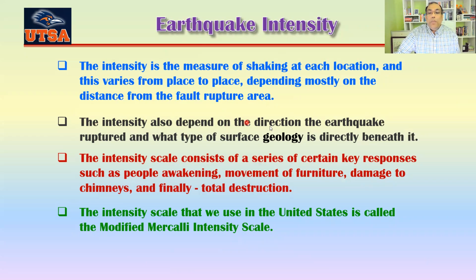Now, the intensity also depends on the direction of the earthquake rupture and what type of surface geology we are talking about, okay? So if you have rock, then this propagates very easily. If you have soft soil, then this will be damped very fast, okay? So it depends on what kind of soil is there. The intensity scale consists of a series of certain key responses such as people awakening, movement of the furniture, damage to the chimneys, and finally total destruction.